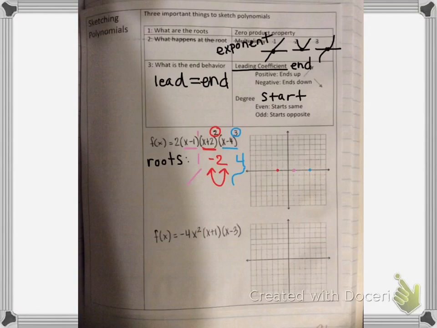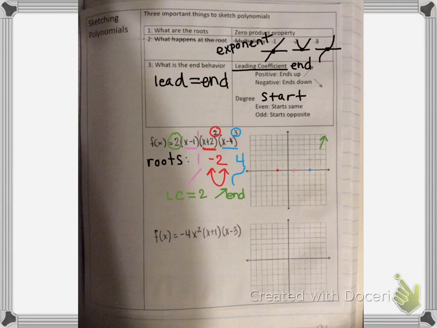Now we are going to look at our leading coefficient. Our leading coefficient, LC, is 2, which means we are ending up. So over here on the end of my graph, you're going to see I'm going to draw an arrow that's ending up. At some point making my graph, I need to connect with that arrow.